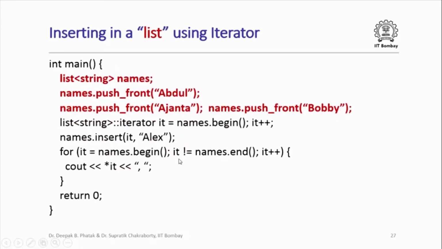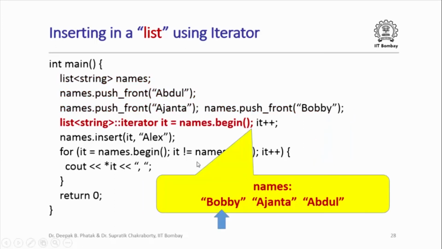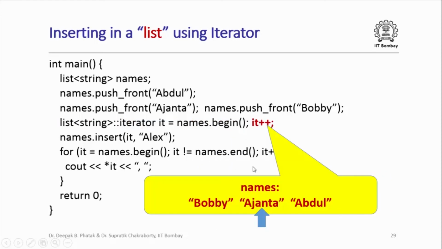I can also insert an element in a list using the iterator. So for example, here is that little code fragment which forms the list that we just saw. And then after this code fragment in brown is executed, I basically have the names list looking like this. Bobby is at the front, then is Ajanta, then is Abdul. And then IT is an iterator of the list class instantiated with the string type, and IT is initialized to names.begin, so the iterator IT is pointing to the front of the list, that is to Bobby. Then when I say IT++, the iterator points to the next element in the list using the forward links. So now IT is pointing to Ajanta.